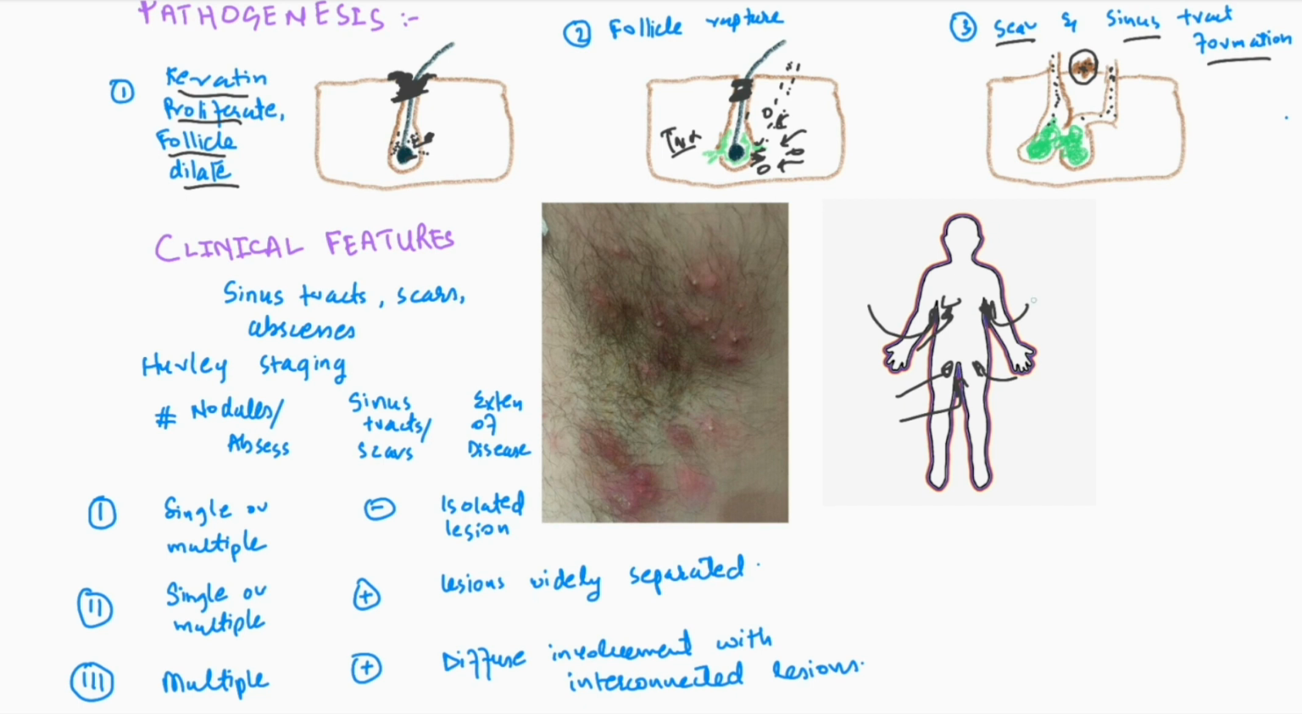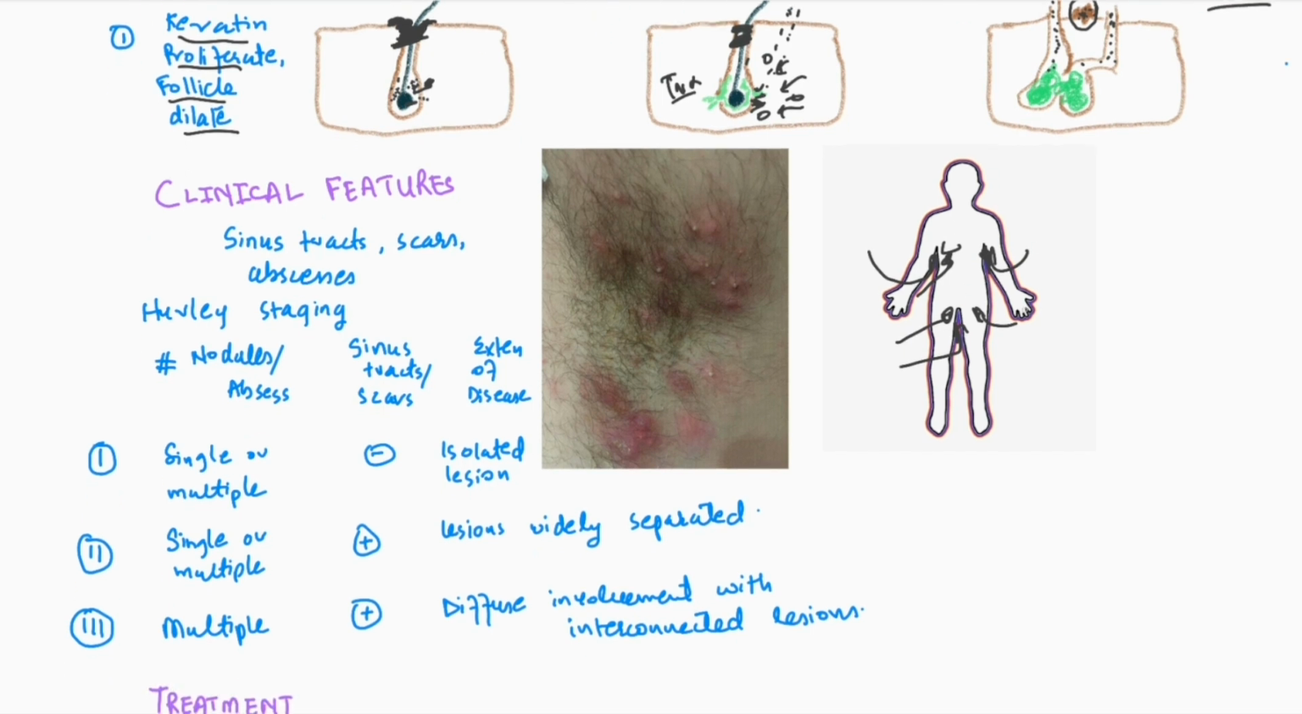So it can occur usually at the skin contact regions. So now let's talk about the clinical features. These were the common locations to be aware of.